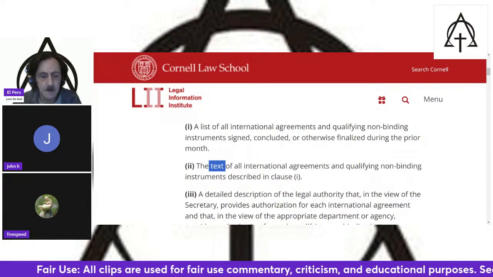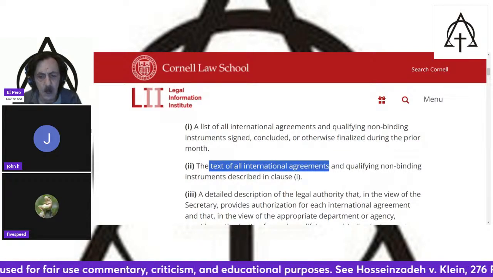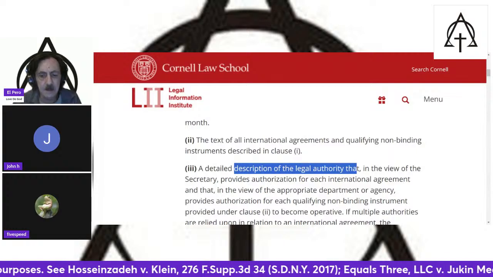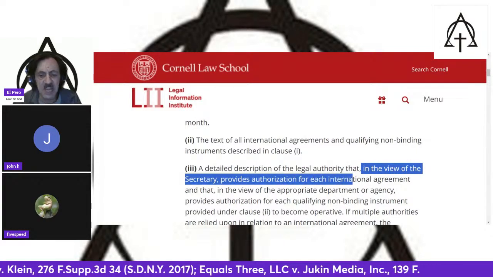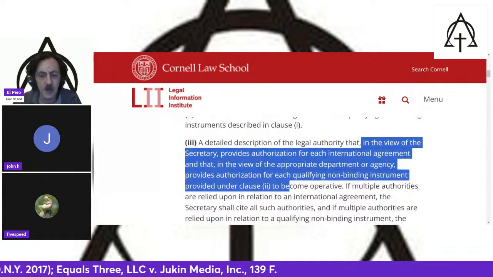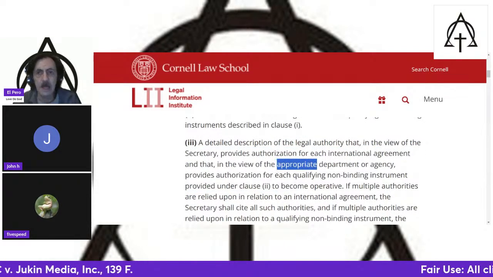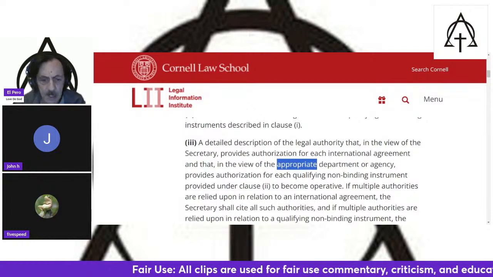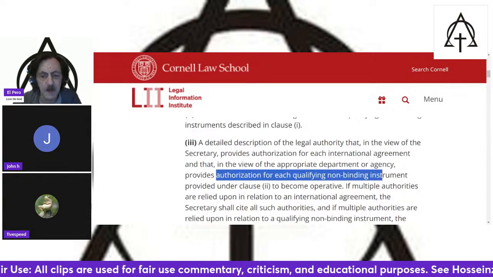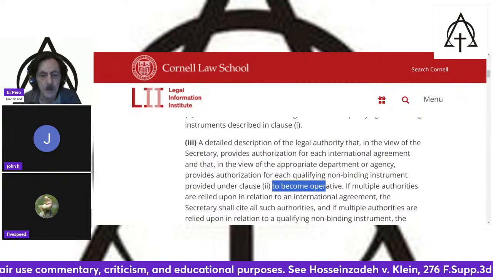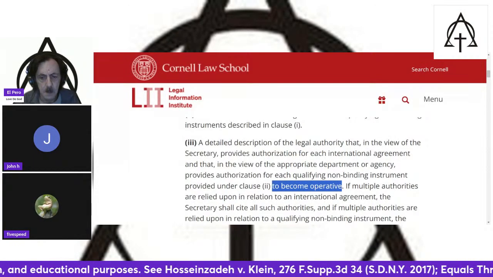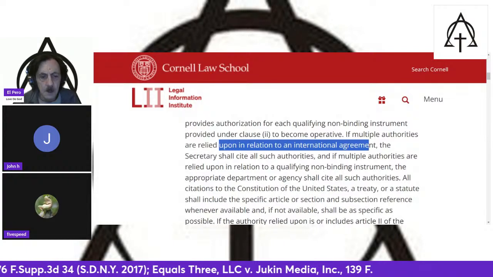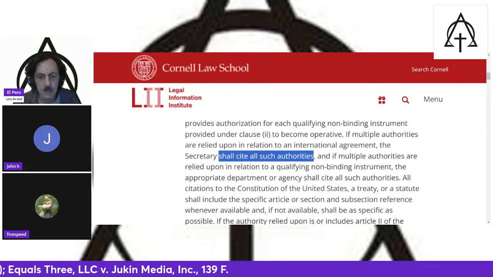The text of all international agreements and qualifying non-binding instruments described in Clause 1. A detailed description of the legal authority that, in the view of the Secretary, provides authorization for each international agreement, and that, in the view of the appropriate department or agency, this is a financial term, appropriate, for appropriating funds, provides authorization for each qualifying non-binding instrument provided under Clause 2 to become operative. If multiple authorities are relied upon in relation to an international agreement, the Secretary shall cite all such authorities.